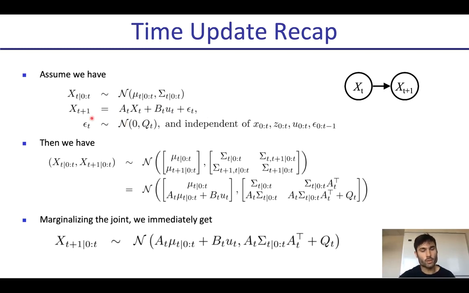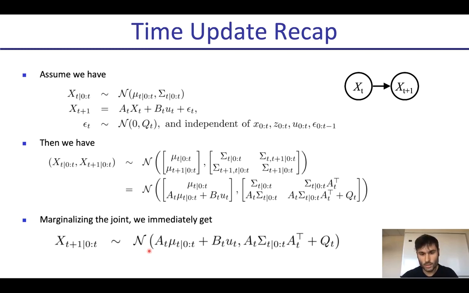So we actually assume that we have the underlying dynamics, and we know how the noise behaves. With these assumptions, we find that the joint distribution of xt plus 1 and xt follows a Gaussian distribution with this mean and covariance. And now we can directly apply the formulas that we saw for the marginalization to obtain just the distribution of xt plus 1 given all the past.